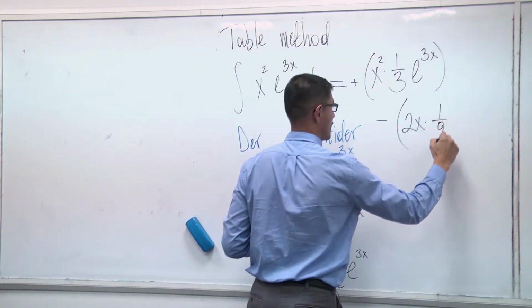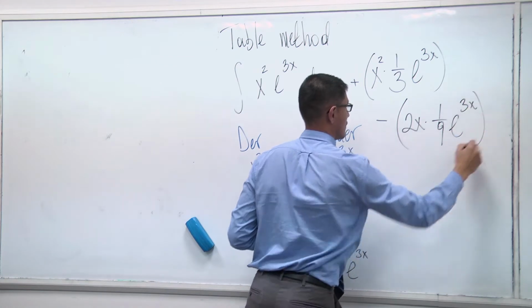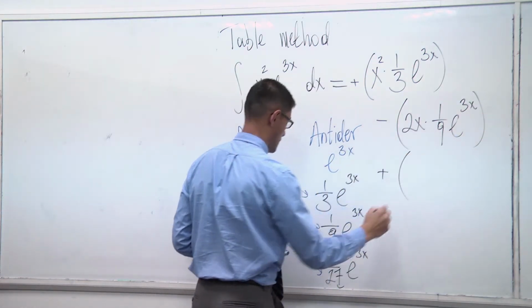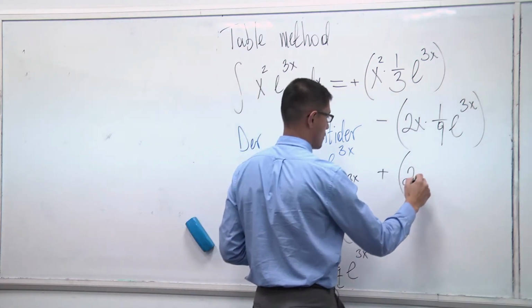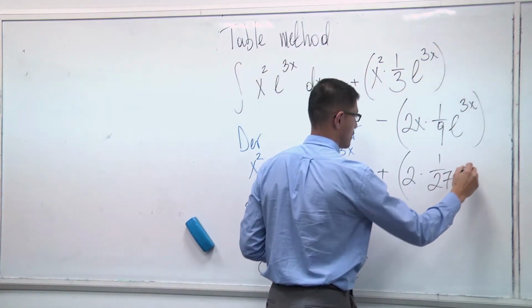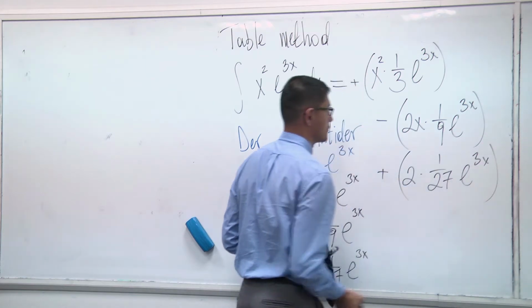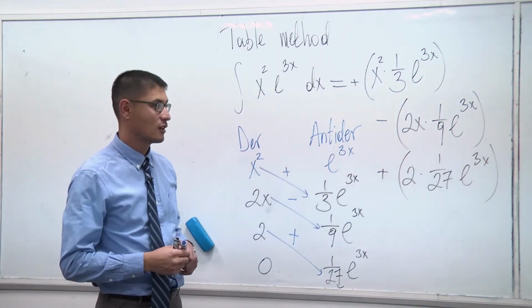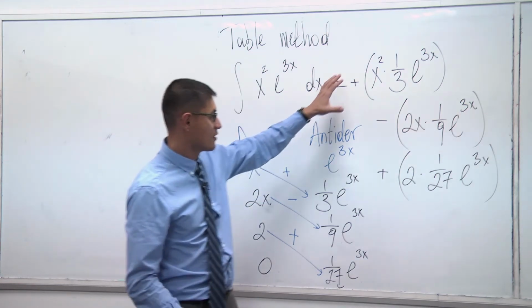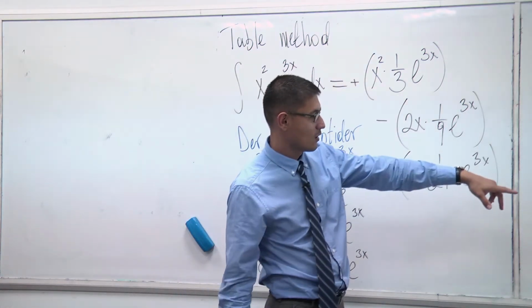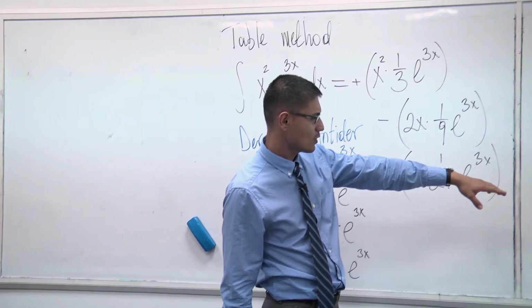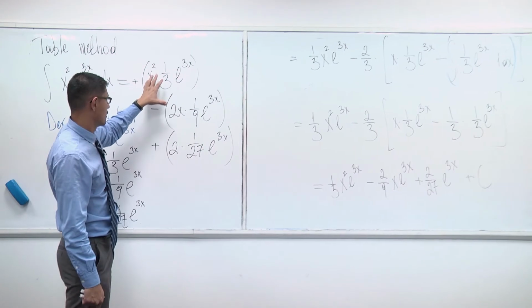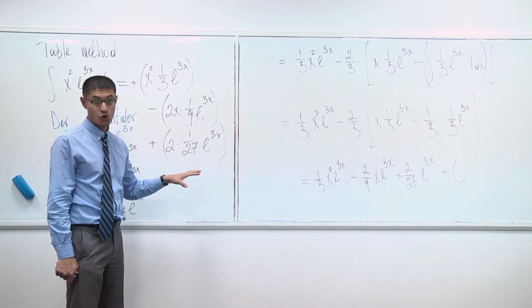times 1 over 9 e to the 3x. And then plus 2 times 1 over 27 e to the 3x. And that's your final answer. So if you compare this answer with our answer from the first solution, you will see that they're exactly the same. This method was much shorter, right?